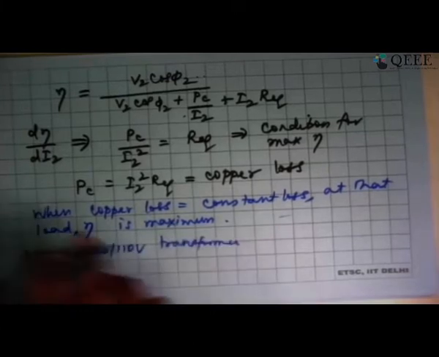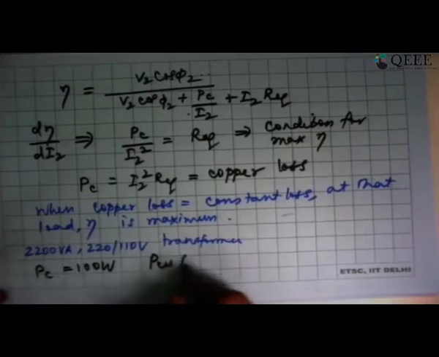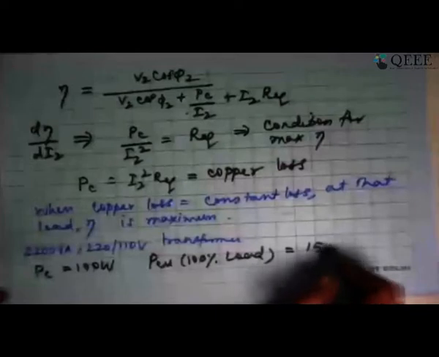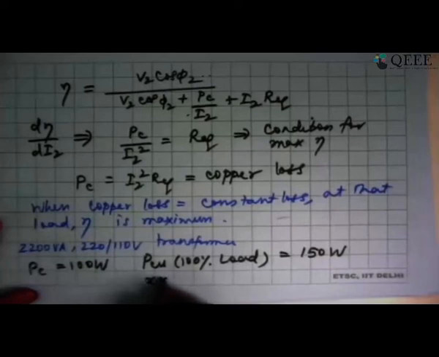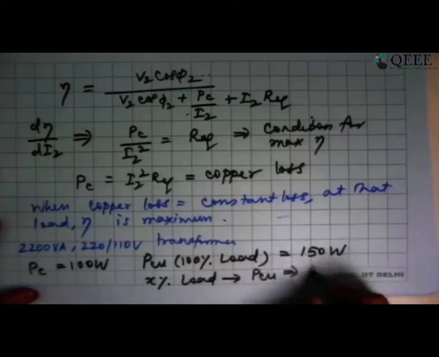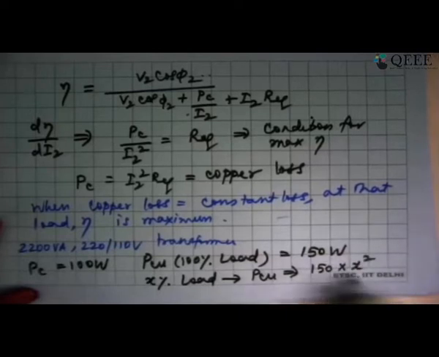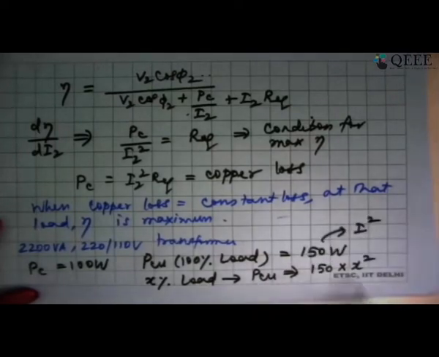There we said constant loss is 100 watts and copper loss at 100% load or full load is 150 watts. We said that at any other X percentage load, the copper losses will be 150 multiplied by X square. This is what we wrote because copper losses are always proportional to I square.